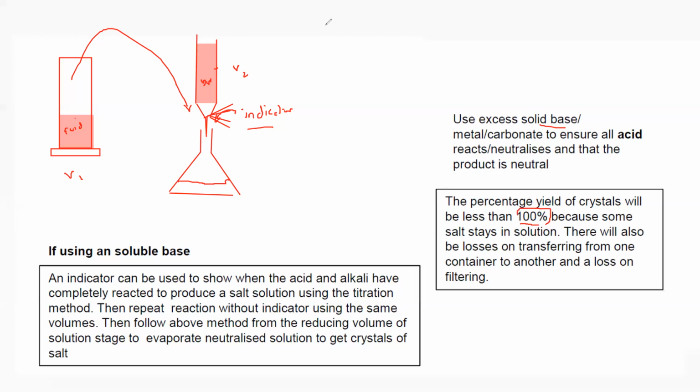Because when you are carrying out the filtration, some of the solution will be left on the filter paper. Even some of the solution will remain in the flask or container, so it won't be accurate. So the percentage yield of crystals will be less than 100% because some salt stays in the solution, and there will also be losses on transfer from one container to another.